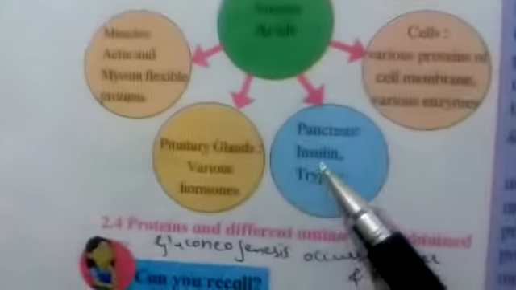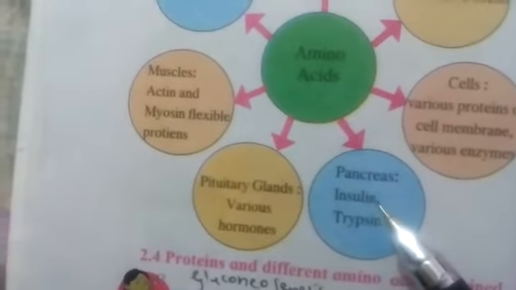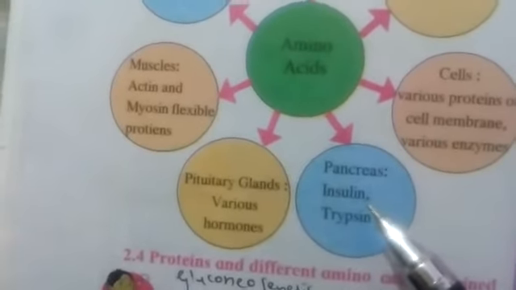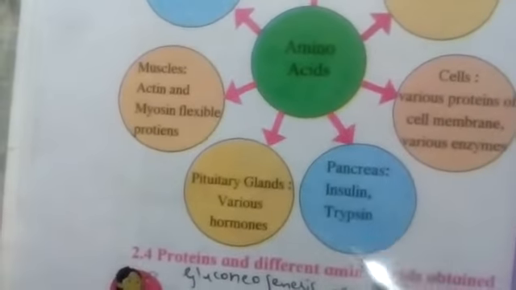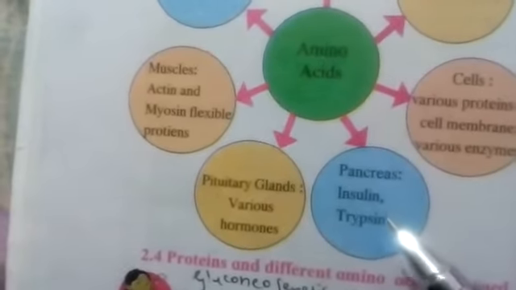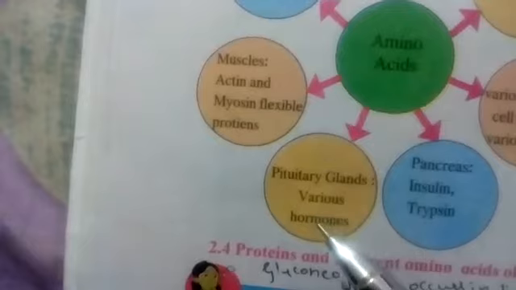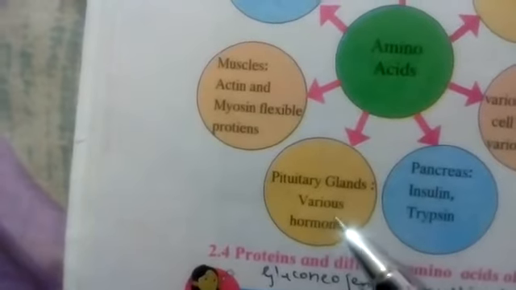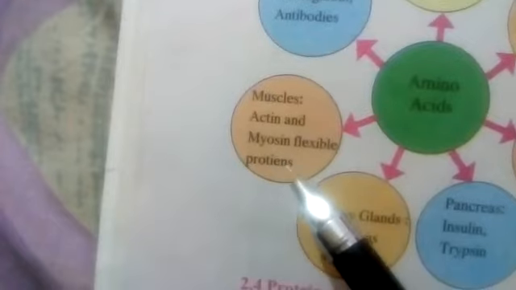Then the pancreas also produces amino acid-based substances like insulin and trypsin. We all know that insulin is very much essential for controlling the glucose level in our blood, and if it is not present in proper amount, a person may suffer from diabetes. Then the pituitary gland secretes various hormones, and those hormones are rich in amino acids. Then in muscles, actin and myosin, the flexible proteins, are also made of amino acids.